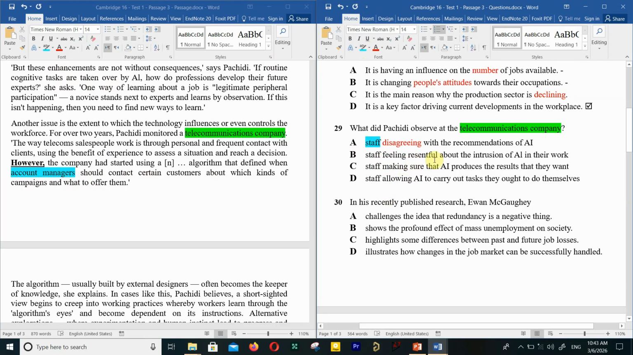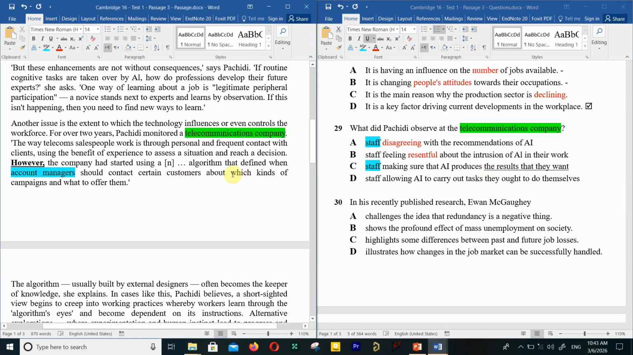A staff feeling resentful about the intrusion of AI in their work. No, nothing about the resentfulness of the staff. A staff making sure that AI produces the result that they want. This is correct. This is the answer actually. Making sure that AI produces the result that they want. A staff, as I told you, means account managers, who should contact certain customers about which kinds of campaigns and what to offer them. So this is the result that they want. This is the pair: produces the results that they want.